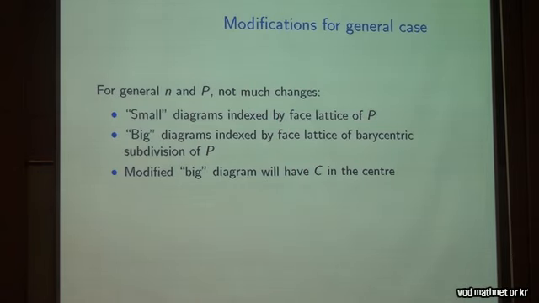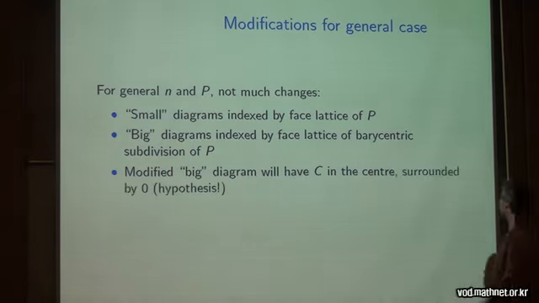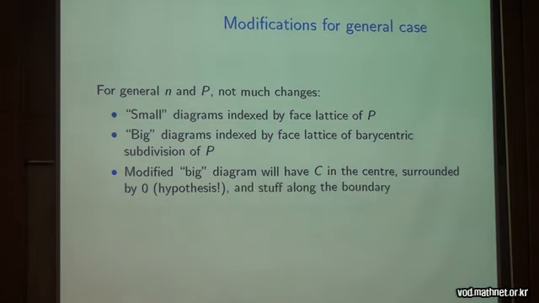You modify the big diagram by putting zeros at the appropriate places, and what you end up with is we'll still have the complex C bang in the center, and it will be surrounded by zeros. That's basically coming from the hypotheses. And then you have stuff along the boundary. That's what I called junk terms before. The whole point is you isolate C from all the junk along the boundary of the polytope.